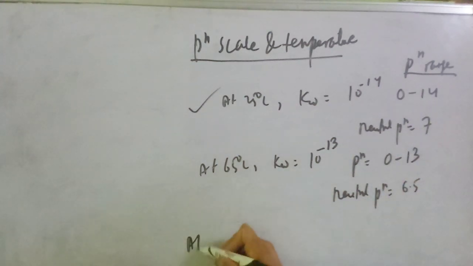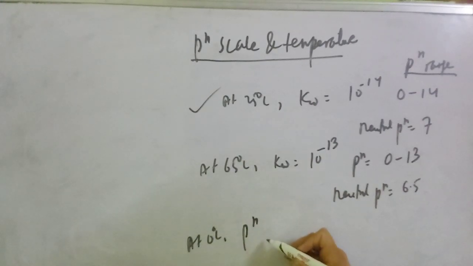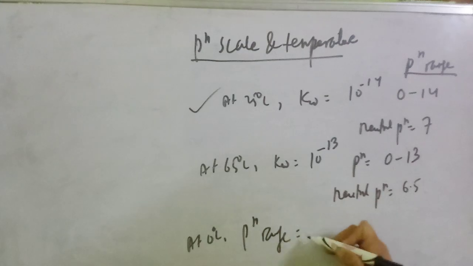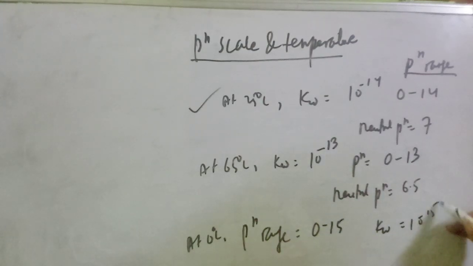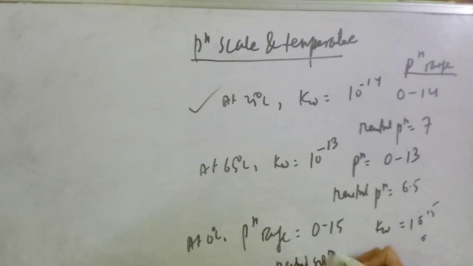And at 0 degree centigrade, the pH range will be 0 to 15, as Kw will be equal to 10 to the power minus 15 at 0 degree centigrade. As temperature is decreased, the value of Kw is also decreased, and the pH range will be different. At that time, the neutral solution has a pH equal to 7.5.